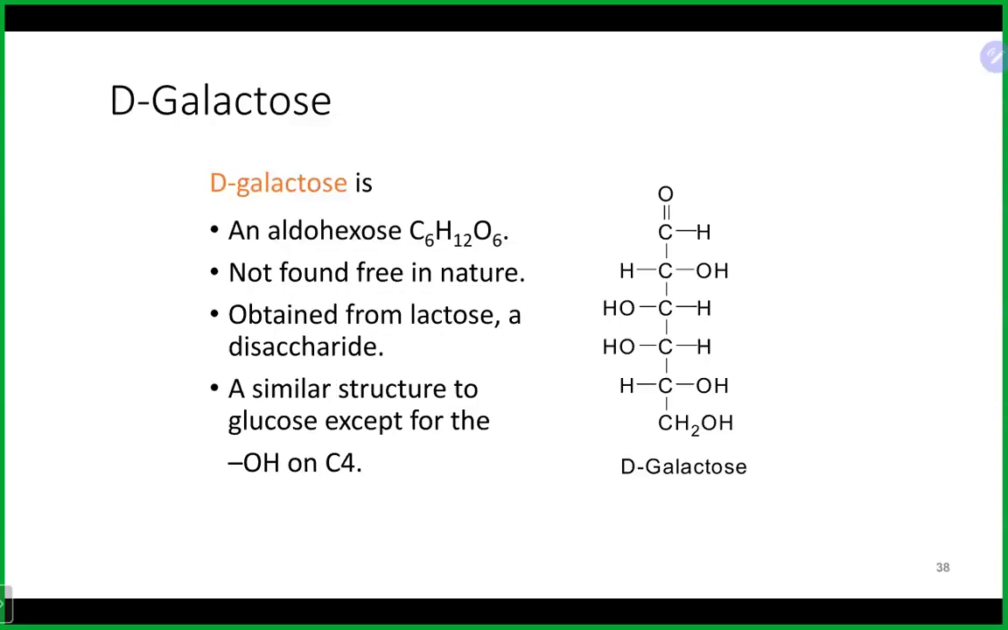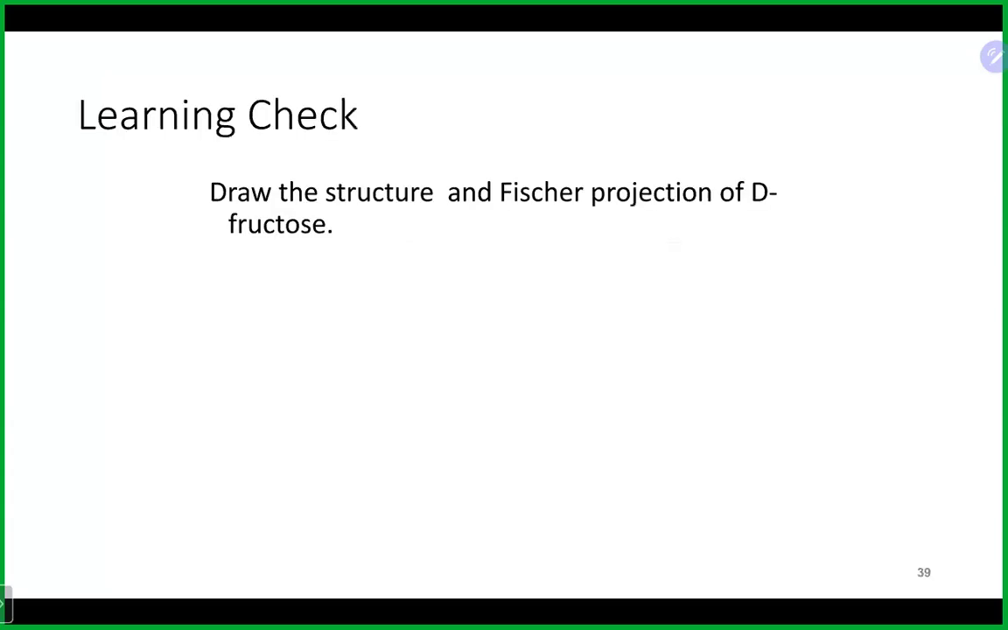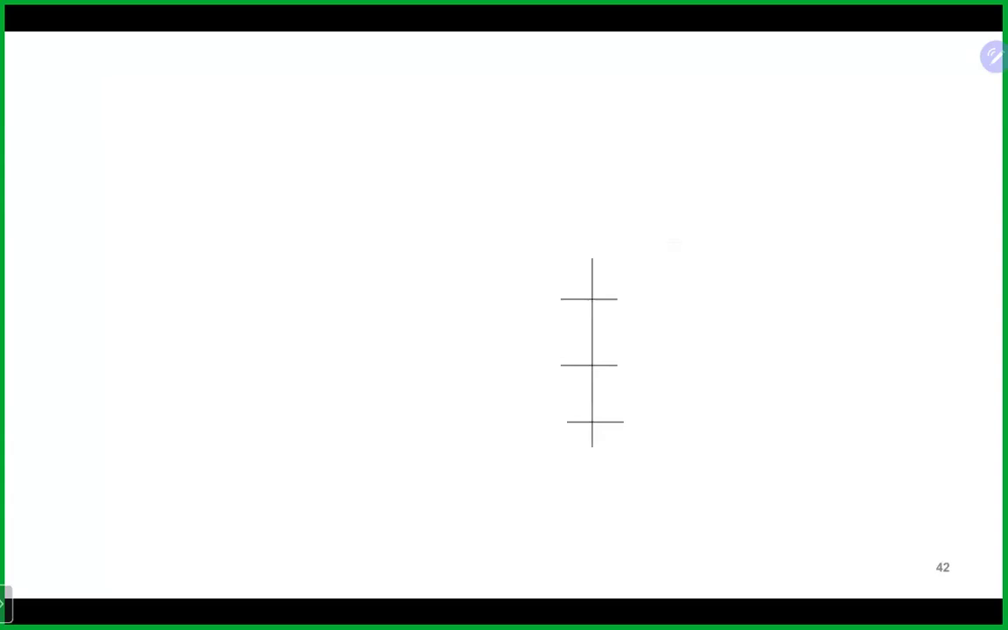Galactose, another one that you should be able to hopefully recognize. It is very similar to glucose, except for the location of the OH there on carbon number 4. And obviously, carbon number 4 counting from the top would be carbon 1, 2, 3, 4, and then 5, 6 coming down there. It is obtained from lactose, which is a disaccharide. It's not found free in nature. And lactose is a disaccharide, which is the two monosaccharides together. All right, so you're not going to be asked to draw it, so we're not going to worry about drawing it, actually.